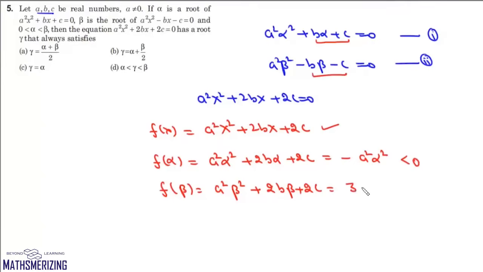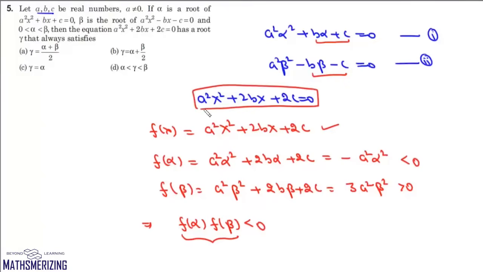So it will be 3 times alpha square beta square, which is greater than 0. So from here we can say f(alpha) into f(beta) is less than 0. Now from Bolzano's theorem, we can say that at least one root of the equation f(x) equals 0 will lie between alpha and beta, which means gamma lies between alpha and beta, and that's your option D.